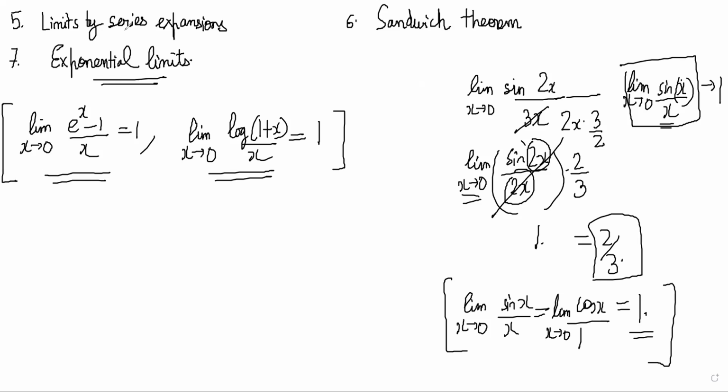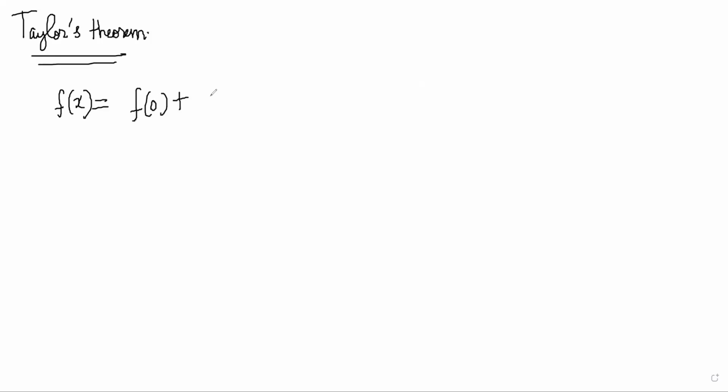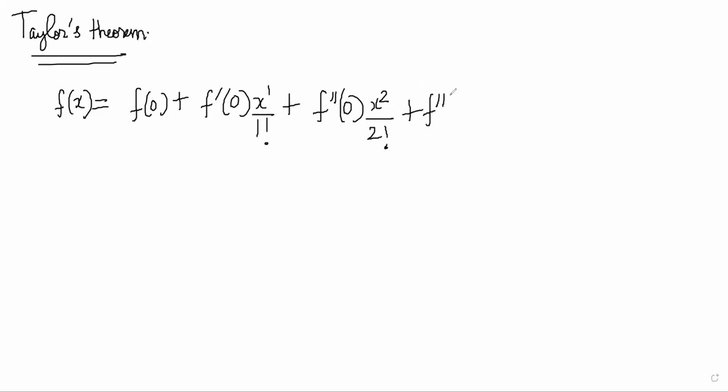So what we look at now is the series expansion stuff. There is something called Taylor's theorem in calculus that you might learn later, but right now we'll need that to be able to prove this series. Taylor's theorem says this: f of x will be equal to f of 0 plus f dash 0 x power 1 by 1 factorial plus f double dash 0 x square by 2 factorial plus f triple dash 0 x cube by 3 factorial plus so on, this pattern.